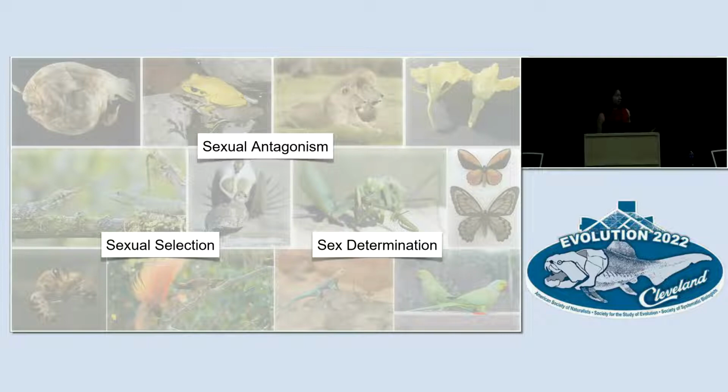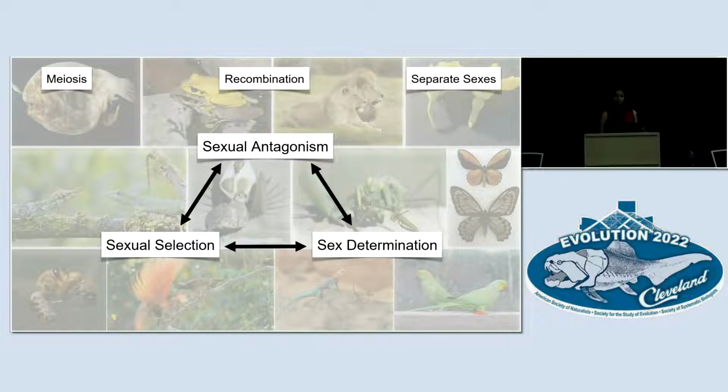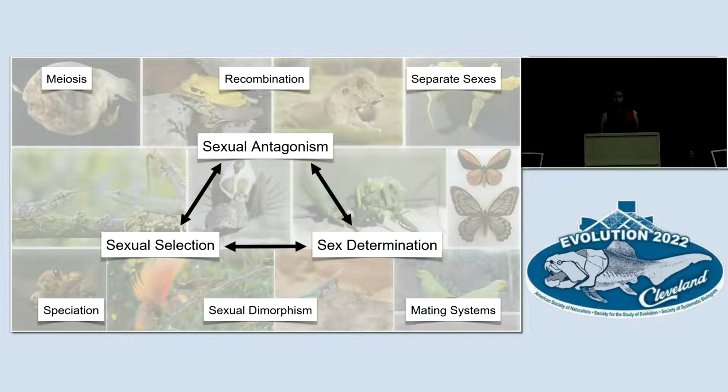Now, I've described each of these separately, but of course they interact in a variety of different ways. And upstream of this trifecta, there are even more basic questions to be asked. How did meiosis evolve in the first place? What factors lead to the maintenance of genetic recombination? How and why do we see the evolution of separate sexes? These three evolutionary phenomena in turn affect a wide variety of other evolutionary processes, such as the origin and maintenance of species, the enhancement and reduction of sexual dimorphism, or the evolution of divergent mating systems.